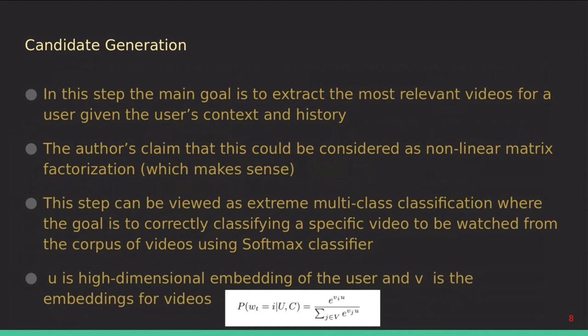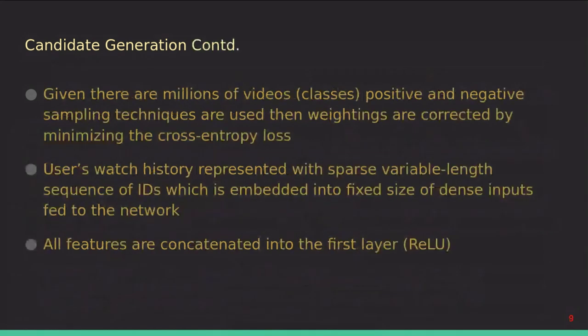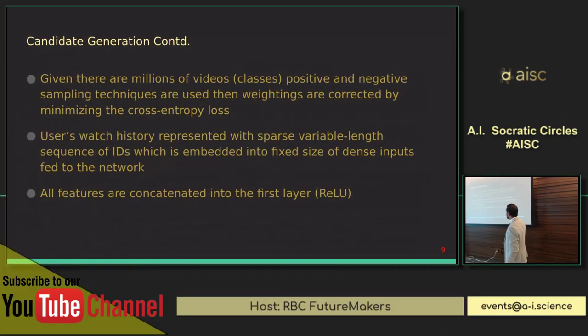And this is the softmax classifier. So basically, for a given user, where u is the user, and v_i is a video i, divided by the summation over all the videos for that given user. So basically, I'm trying to see, from all the videos that the user watched, what is the probability that it is going to be video X, video Y, whatever. Okay, so there are millions of video classes, which I mentioned earlier.